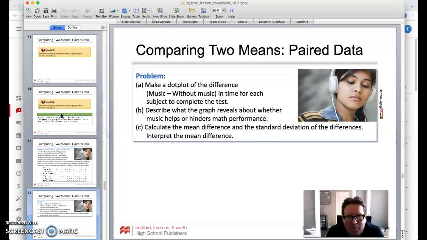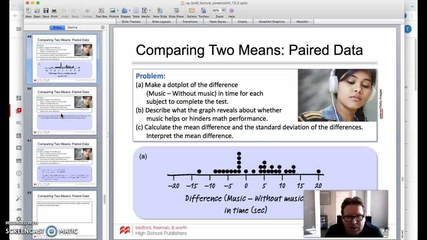All right, so we're going to make a dot plot of the differences. We're going to take the time listening to music minus without music for each subject to complete the test. We're going to describe what the graph reveals and then calculate the mean difference. So we're going to take music minus without music. There's our dot plot.